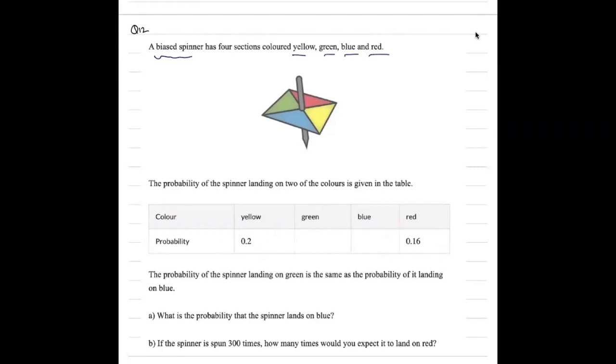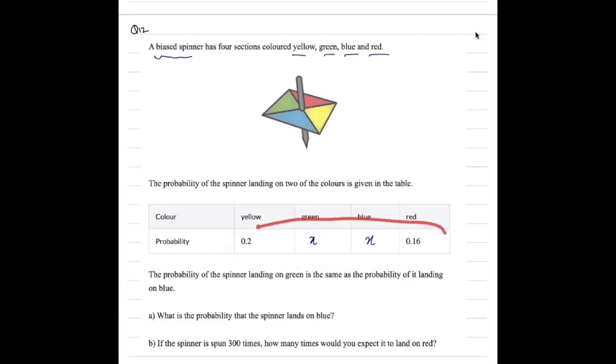The probability of the spinner landing on green is the same as the probability of its landing on blue. So they both have the same probability. If this is X, let's say this is also X. What do you think the total probability is? What can we say about the total probability? 1. The total probability is always 1.